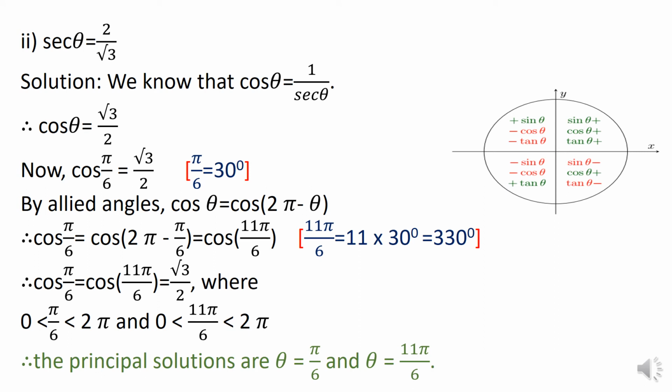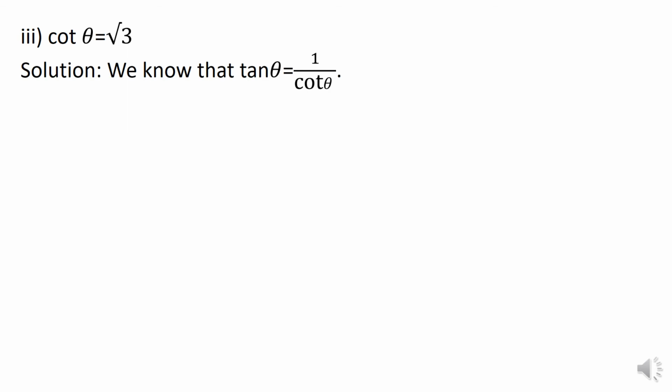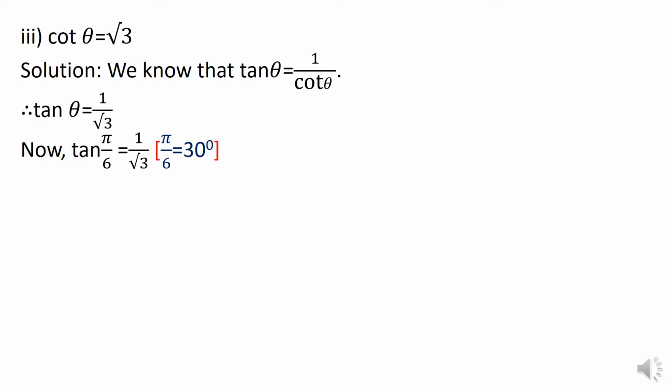So yeah, this standard unit circle for your reference has been given here. Now the next sum, cot theta is equal to root 3. We convert cot into tan by taking the reciprocal of cot. So if cot theta is root 3, tan theta is 1 upon root 3. Now we proceed in the same way. We know that tan pi by 6 is 1 upon root 3. That is tan 30 is 1 upon root 3.